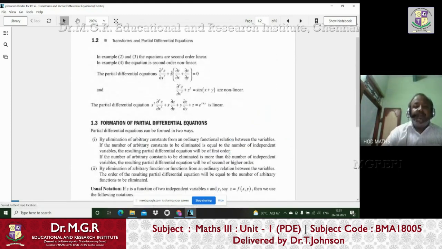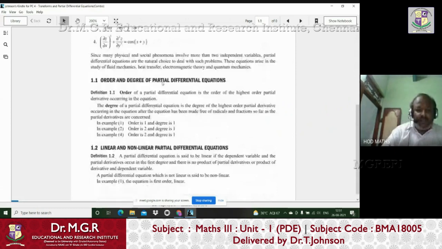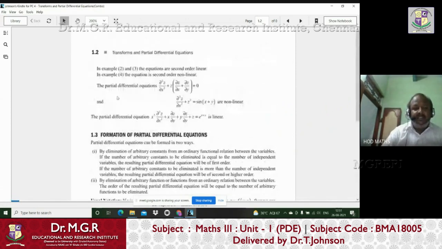So here they give examples. This is equation 1. They call it example 1. The equation is a first order linear equation. So that example is this.